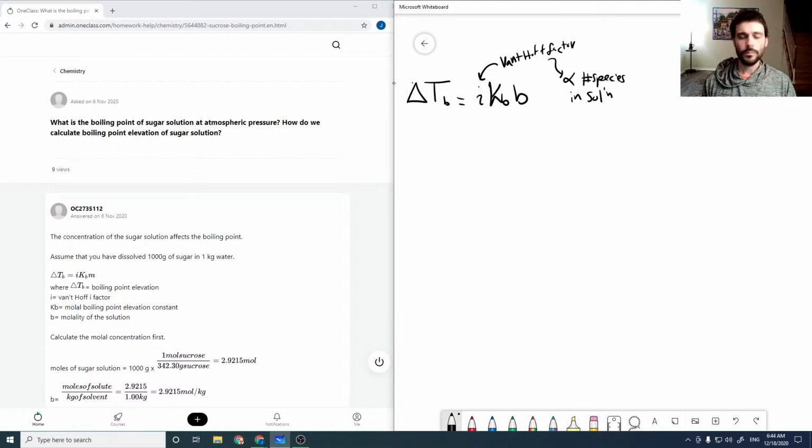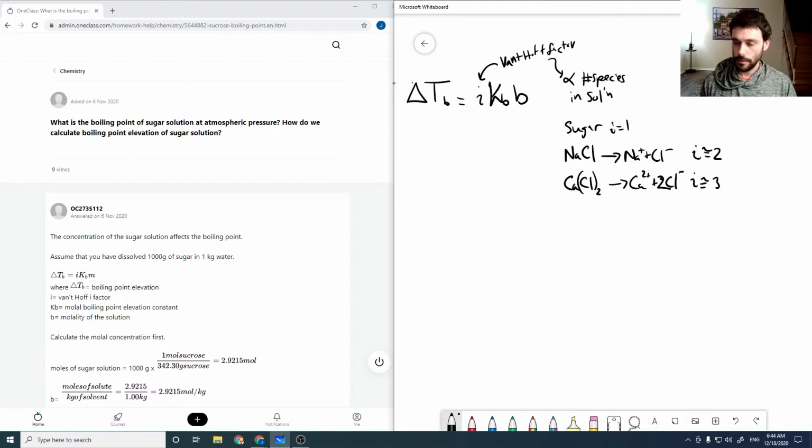Okay, so for sugar, i equals 1. As a couple other examples, for NaCl, which goes to Na plus and Cl minus, i equals approximately 2. For calcium chloride, which goes to calcium 2 plus and 2 Cl minus, i is approximately 3. So it's roughly the amount of species that are in solution. But for sugar, it doesn't dissolve into anything, so it just stays as sugar, so i is 1.